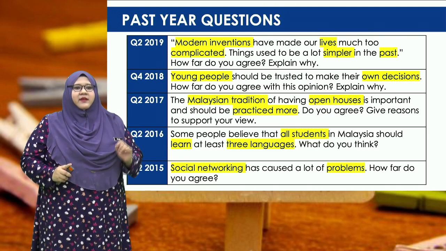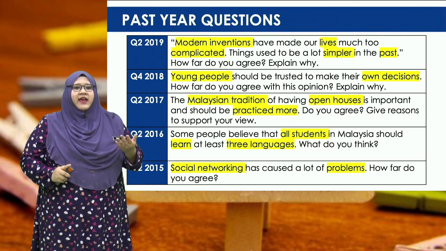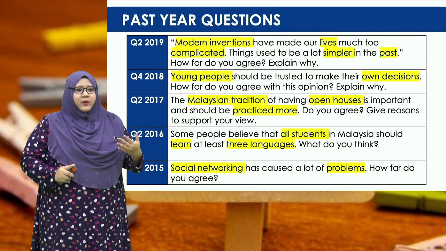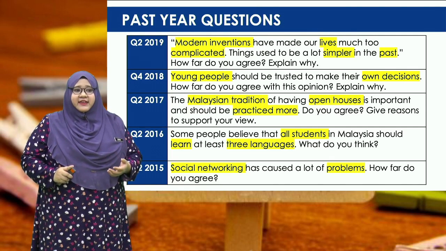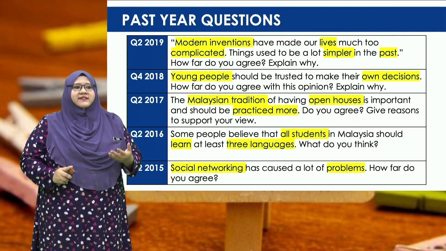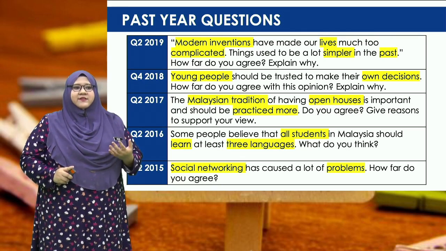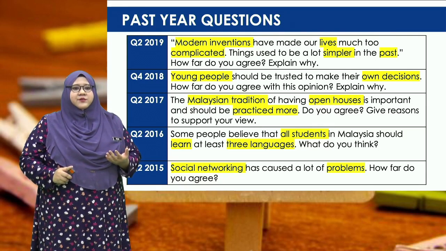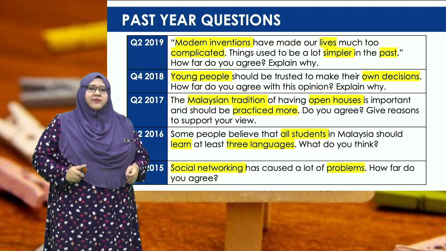Also, notice that in 2015, the question was worded negatively, has caused a lot of problems. So you have to first understand the question. For example, when the question is worded negatively like this, your reasons have to be only on problems, the disadvantages of social networking. For 2016, this question is worded positively, in which if you agree, you should provide reasons why it is beneficial to learn 3 languages.